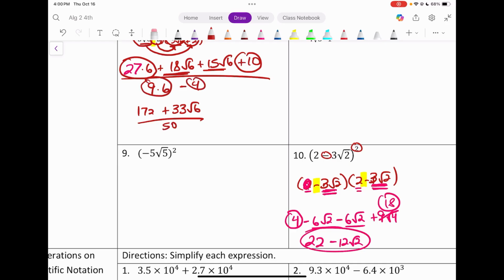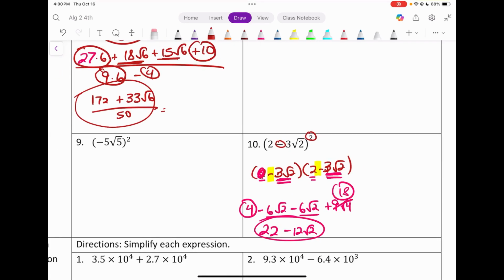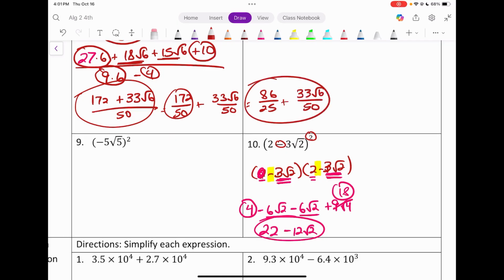Now, you can leave your answers like that if it's not reducible, or a lot of times they're going to split these and write it as 172 over 50 plus 33 root 6 over 50. And if you can reduce, like this does reduce, that's going to be, divide by 2 maybe, that's going to be 86 over 25 plus 33 root 6 over 50, which looks really ugly, but that's okay also for a final answer.